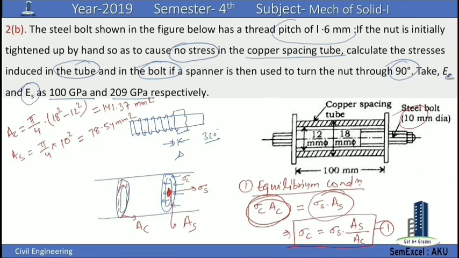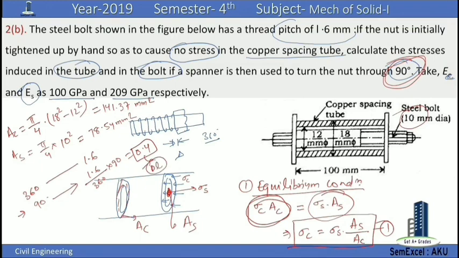Now we'll calculate the amount by which the nut is being turned. If we turn the nut by 360 degrees, then it will displace by the amount of pitch, that will equal 1.6. But here the nut is being turned by an angle of 90 degrees. So if you turn the angle by 90 degrees, the amount by which the nut will move will be equal to 1.6 by 360 into 90 is equal to 0.4. This is the delta L here.